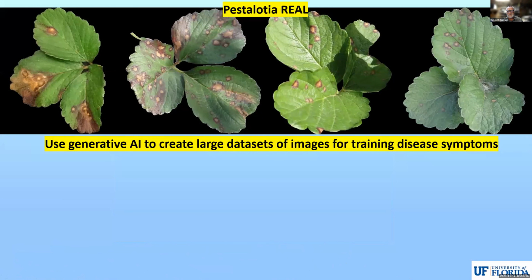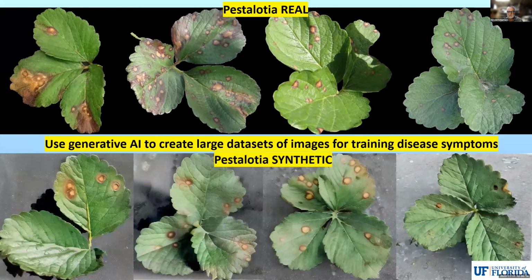So we went ahead and tried that. Here's real Pestalozzi on the top, and these are the diffusion model generated images on the bottom, synthetic. You can see it makes some mistakes. A strawberry is a trifoliate leaf. You can see there's actually 4 leaflets there instead of 3. So you get some interesting little defects.